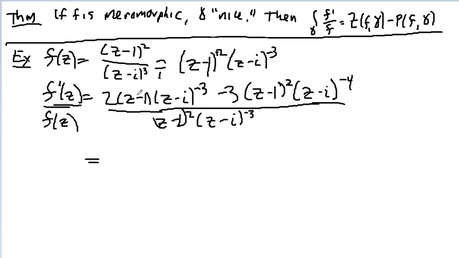I'm going to get, oh, these two are going to cancel. So maybe they're going to cancel in red. And I'm going to be left with 2 over z minus 1, sorry. And then what's going to happen here? Oh, look, these z minus i's are going to cancel, and I'm going to be left with just a z minus i to the negative 1 on top, which means I really have a z minus i in the bottom.